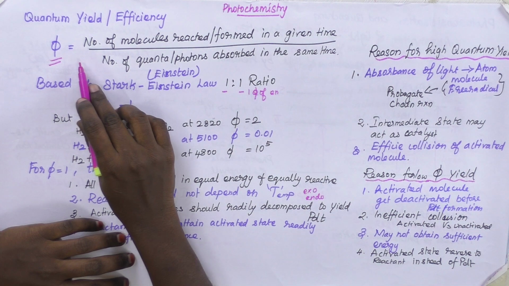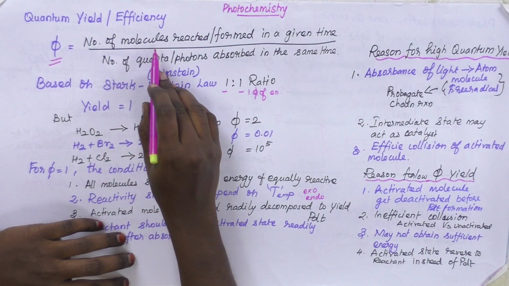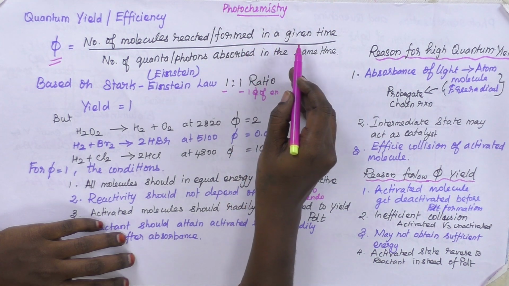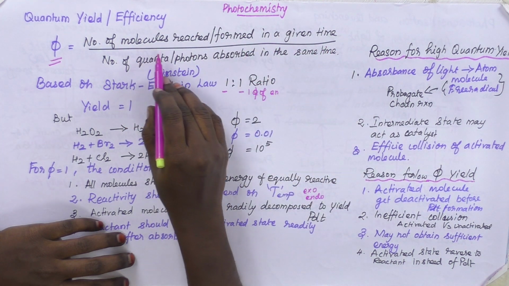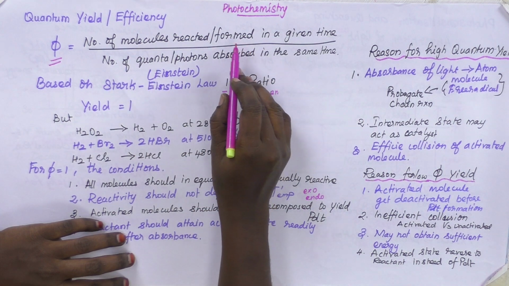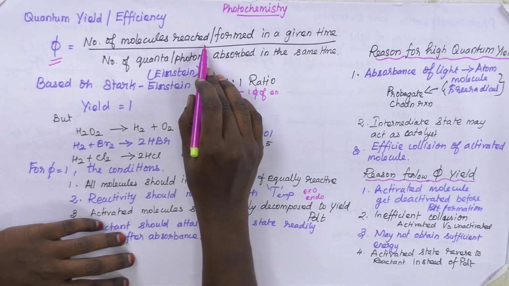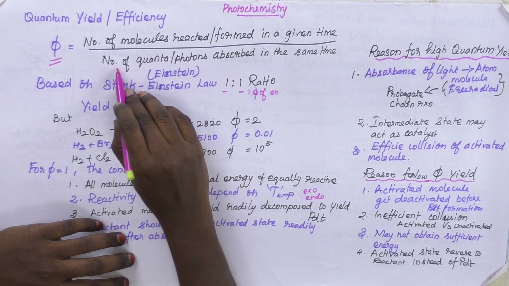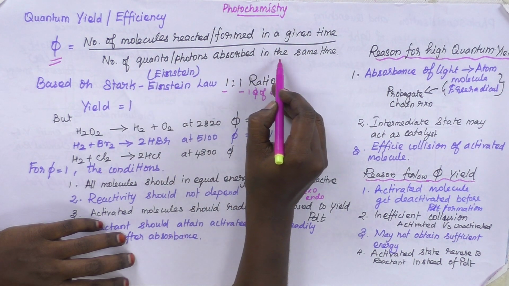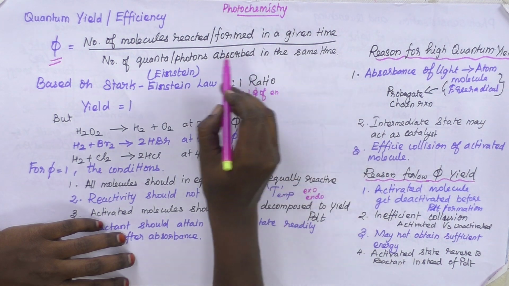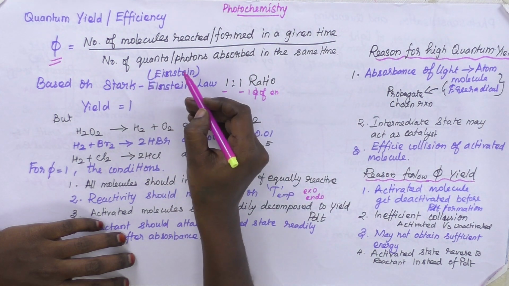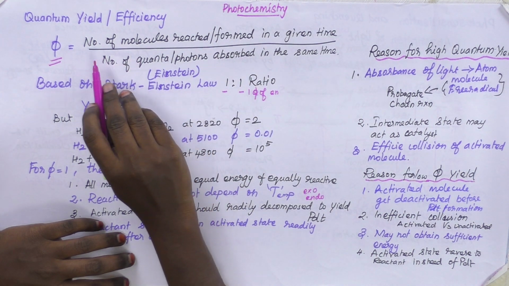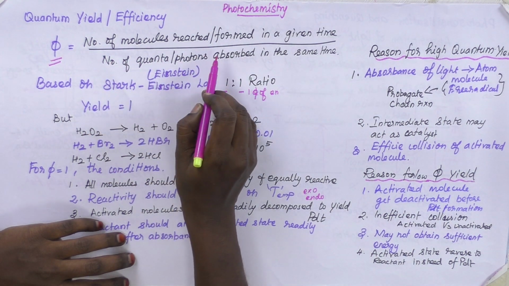This ratio is the number of molecules reacted or formed during the reaction in a given time period, divided by the number of quanta or photons absorbed in the same reaction. When you think about quanta, one quantum is 1 Einstein. So, this ratio tells about the quantum efficiency of a reaction.